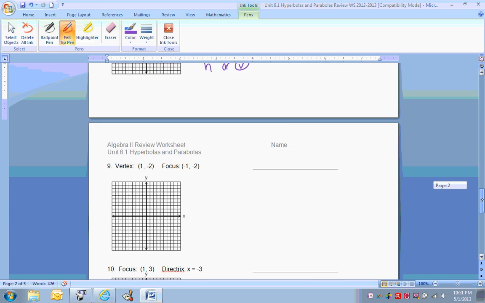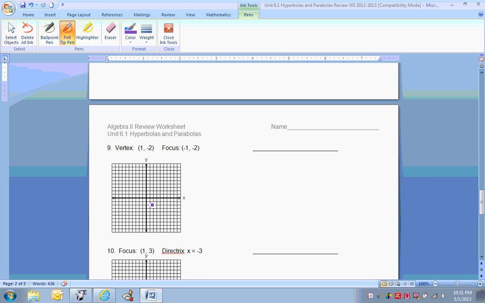Okay, let's move on. We have another one where they give us the vertex at 1, negative 2, and the focus at negative 1, negative 2. So remember, I need my vertex, I need the p-value, I need 4p, and I need to know whether it's horizontal or vertical. Well, they give us the vertex at 1, negative 2. My focus is 2 to the left. So my p-value is negative 2, which means 4p is negative 8. And since my focus is to the left, I know this is horizontal.